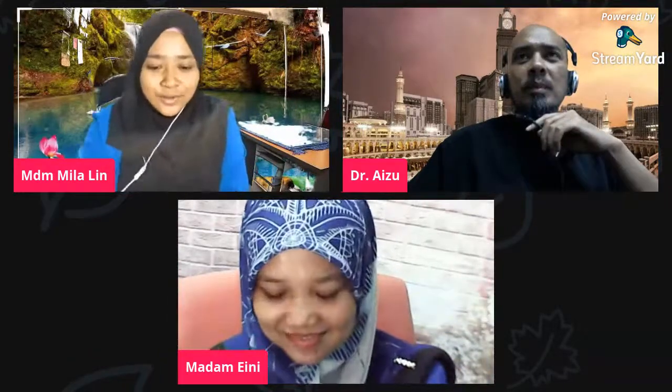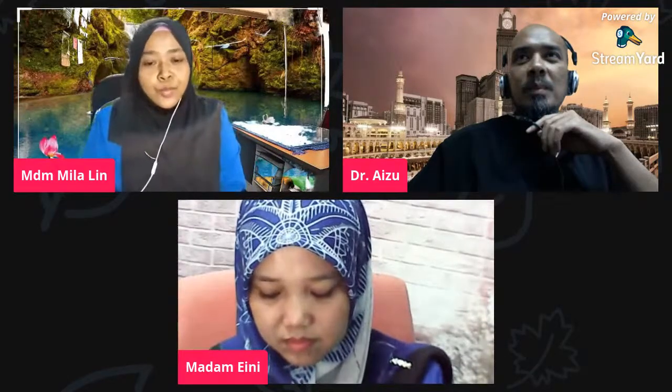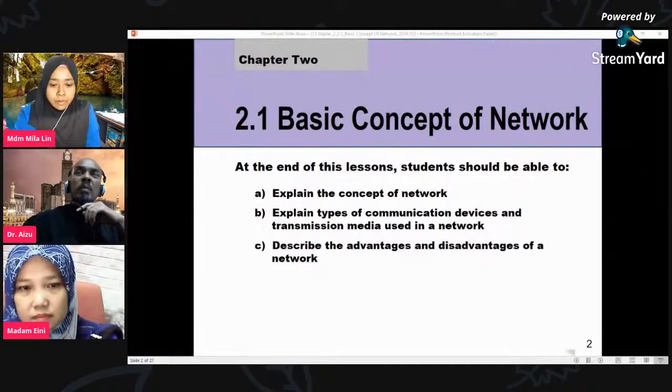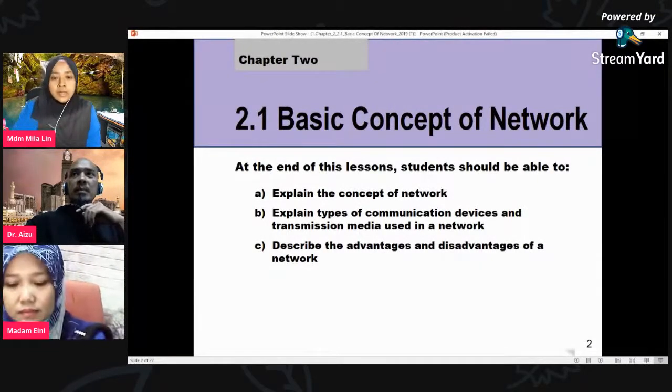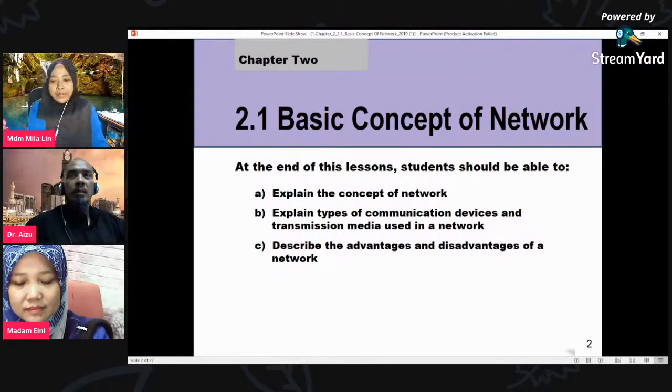Okay, so our lecture for today is chapter 2.0, Internet Technology, and this topic we just focus on subtopic 2.1, basic concept of network. Okay, for this topic, at the end of this lesson, a student should be able to explain the concept of network, explain types of communication device and transmission media used in a network, and lastly, describe the advantages and disadvantages of a network.